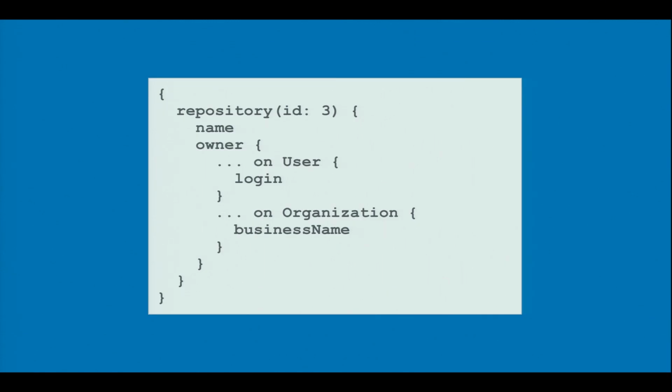You can also use fragments to return many types, using a union or polymorphism. For example, the owner of a repository on GitHub could be a user or it could be an organization. And so this is one way to basically say, well, if it is a user, I want their name. If it's an organization, I want their business name.